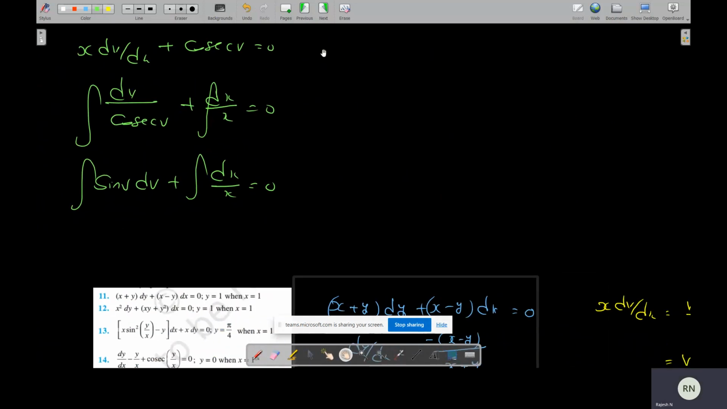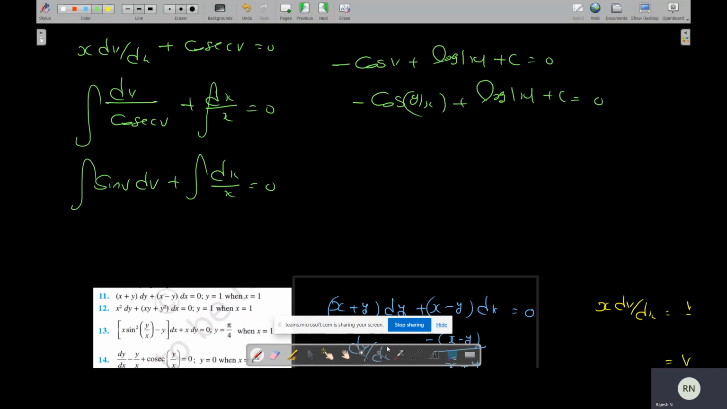So sin v, what is the integral? Minus cos v. Minus cos v plus log modulus x plus c is equal to 0. Minus cos y by x plus log modulus x plus c is equal to 0.